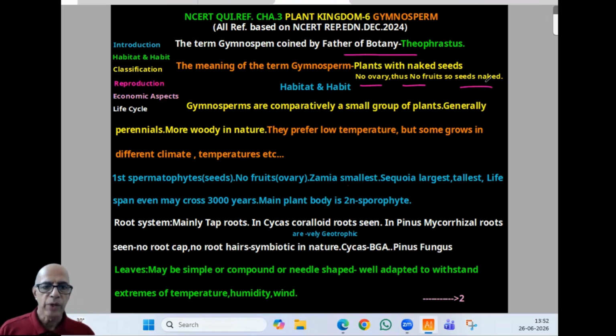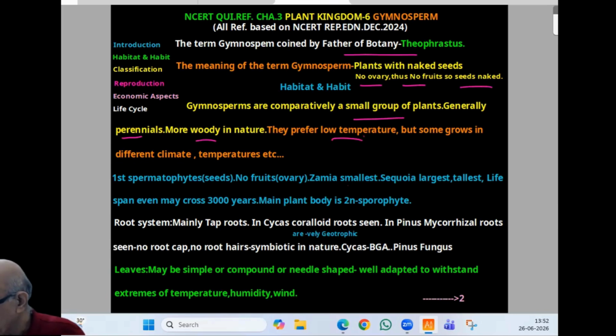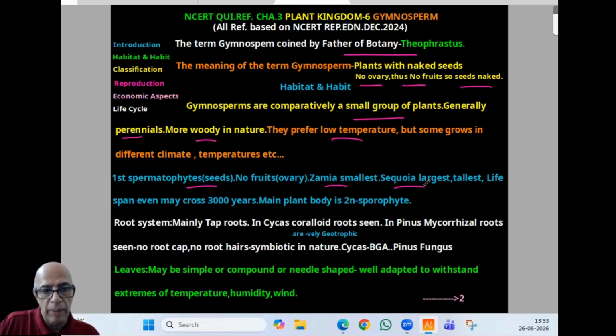Now, habitat and habit of Gymnosperm. Gymnosperms are a comparatively small group of plants. Generally perennials, living for many years, more woody in nature. They prefer low temperature, but remember, some grow in different climates and temperatures also. They are supposed to be the first spermatophytes, seed-bearing plants, but no fruit, no ovary. Sequoia is the largest, tallest, and its lifespan can even cross 3,000 years.